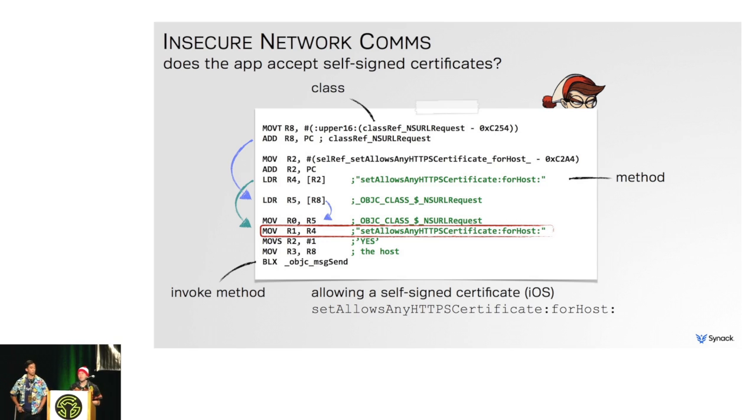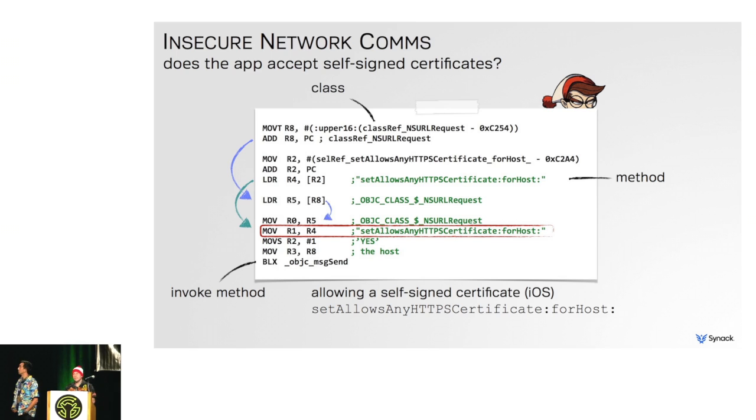Another good thing to look for is to determine if the application accepts self-signed certificates. Obviously, if the app does accept self-signed certificates, this means that a hacker will be able to man in the middle the attack, even if it's over SSL, just by providing their own certificate. Here you can look at some disassembly from an app that did allow self-signed certificates. And we can see that it's invoking setAllowsAnyHTTPSCertificate for host.